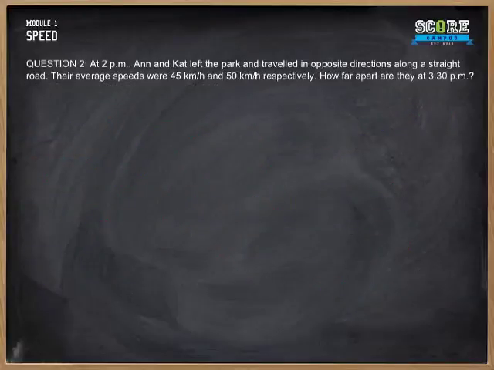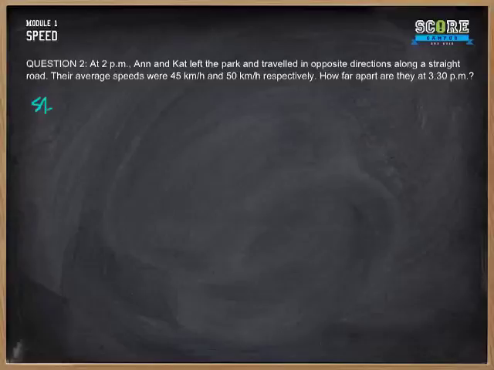Question 2, students, we're on a roll. At 2 p.m., Anne and Kat left the park and traveled in opposite directions along a straight road. Their average speeds were 45 kilometers per hour and 50 kilometers per hour respectively. How far apart are they at 3:30 p.m.? How far apart, which means the final answer is a distance.